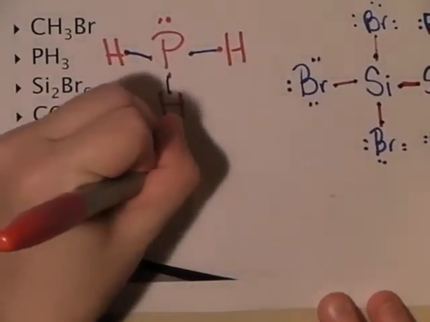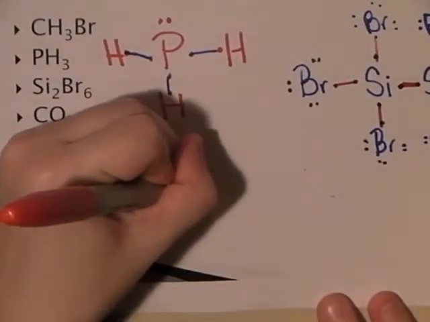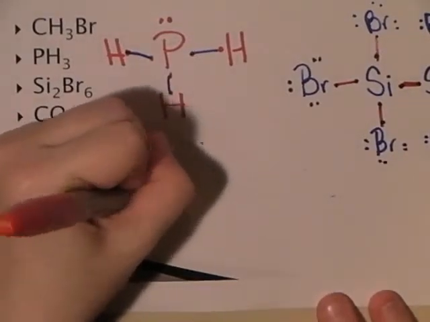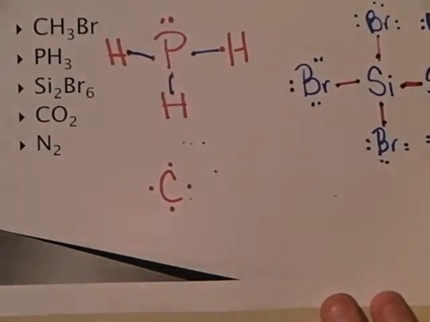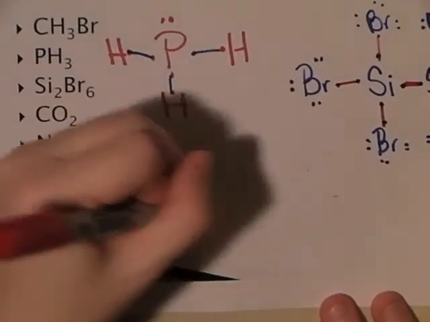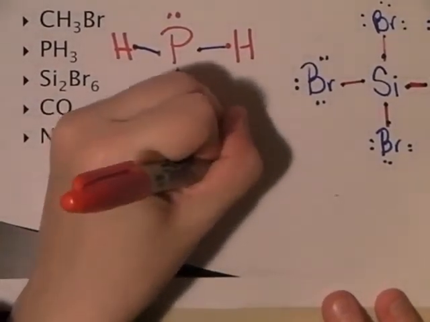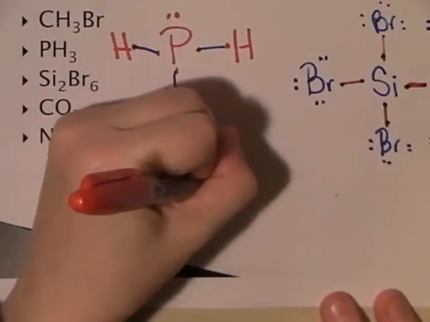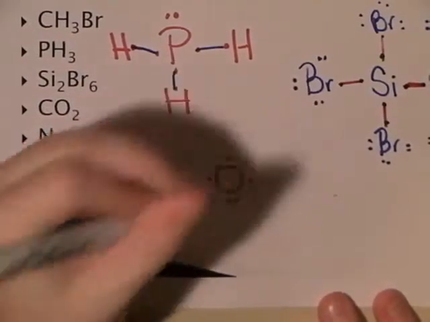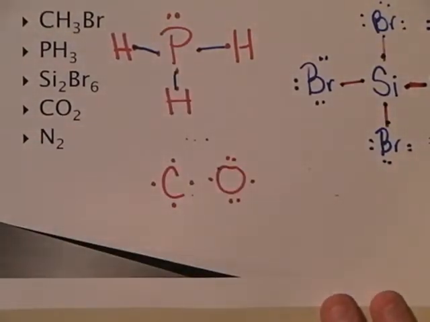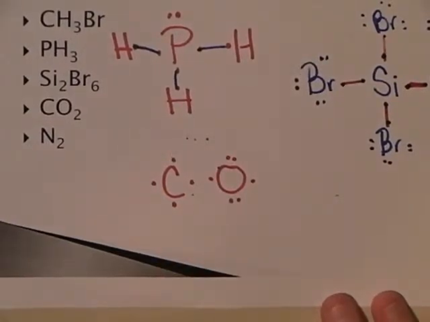Let's draw our carbon with its how many valence electrons? 4. Good. And then oxygens, we have 2 of them. Oxygen has how many valence electrons? 6. Perfect. And we have 2 of them. Who's going to be in the center? The carbon or the oxygens?